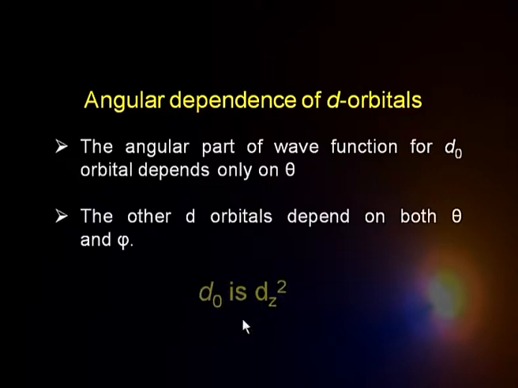So again, similar to what we had in the case of p orbitals, here we say that d naught is dz square, because when my azimuthal quantum number is 2, the magnetic quantum number happens to be 0. So for the d0 orbital, since it depends only on theta, it will be symmetrical around the z axis. That's the kind of shape I get for the dz square orbital.